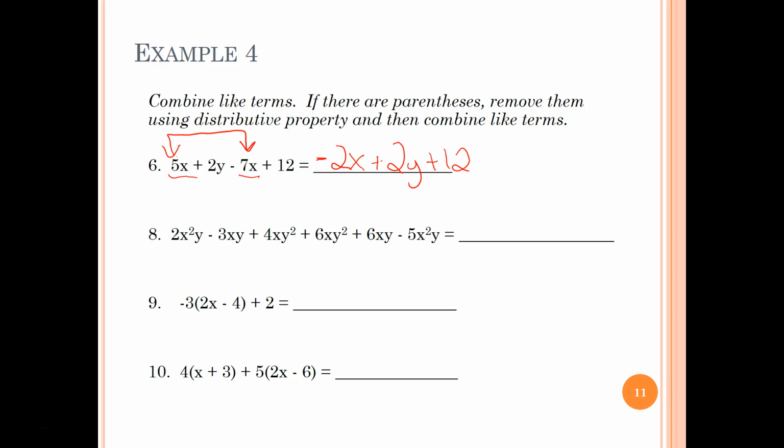Now let's look for like terms in number 8. Excuse me, number 7, I took it out of there. So what we have is 2x squared y and negative 5x squared y. So 2 minus 5 is negative 3x squared y.